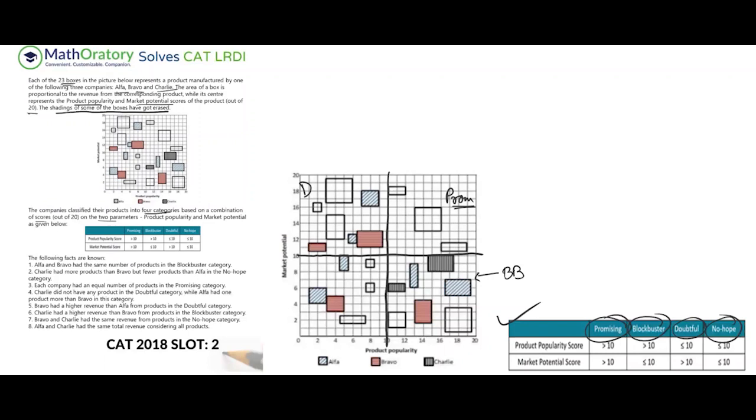And obviously the rest of it is no hope. So you don't have any hope of having any sort of expectation from these particular products. So these are the four categories that have been presented. And now I think this can be easily distinguishable.